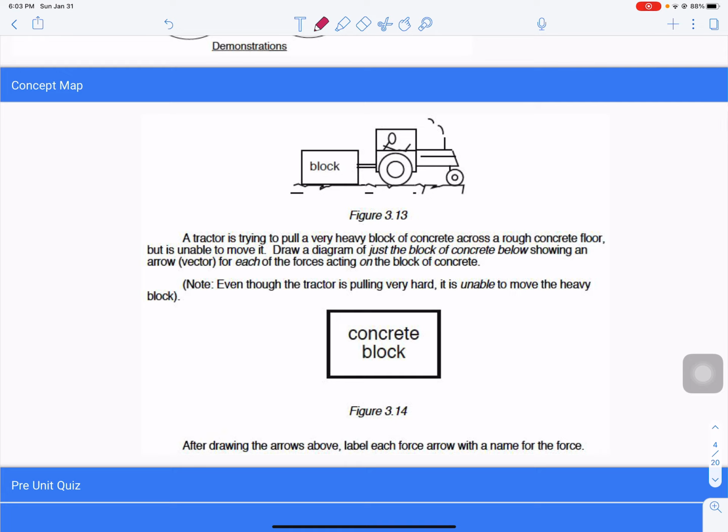a mini quiz. We've got a tractor trying to pull a very heavy block of concrete across a rough concrete floor, but it's unable to move it. The tractor wheels are just sitting there spinning and the block is not going anywhere. So I want you to draw a force diagram or free body diagram of just the block of concrete, showing an arrow for each of the forces acting on the concrete block. Then on your free body diagram, be sure to label each force with a name for the force.